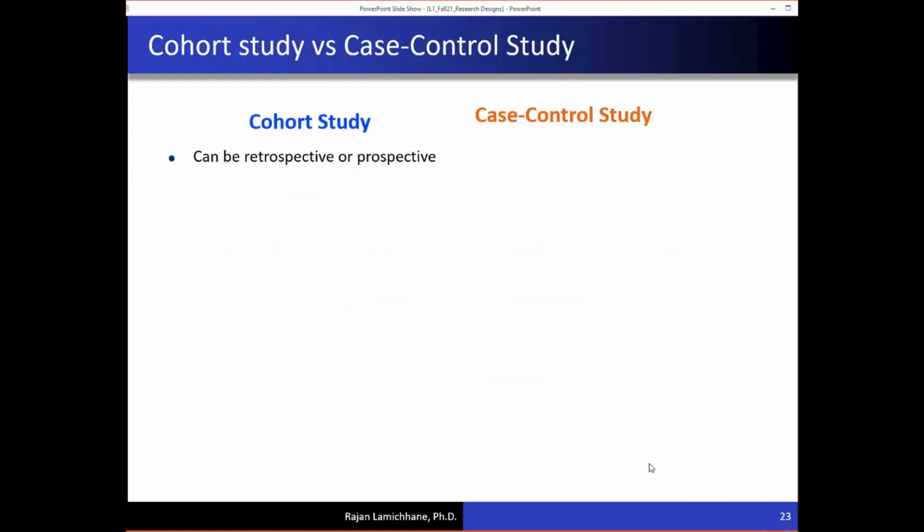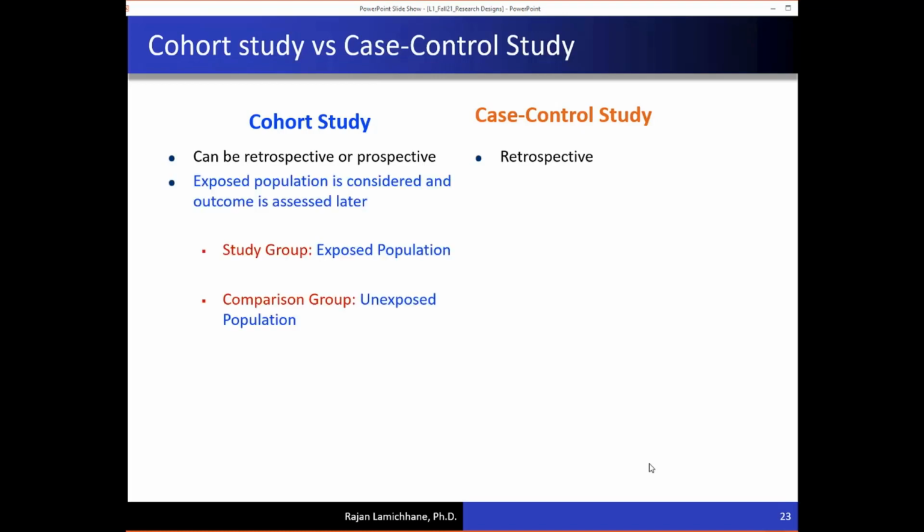Now, let me go over some of the differences between case control and cohort studies. Both of them look very similar, but there are some differences here. Cohort studies can be retrospective or prospective, but the case control study is always retrospective. And in cohort study, we always take two cohorts. No matter whether it's retrospective or prospective, you have an exposed group as one cohort, and an unexposed group as another cohort, because you want to see how these exposures impact the outcomes.